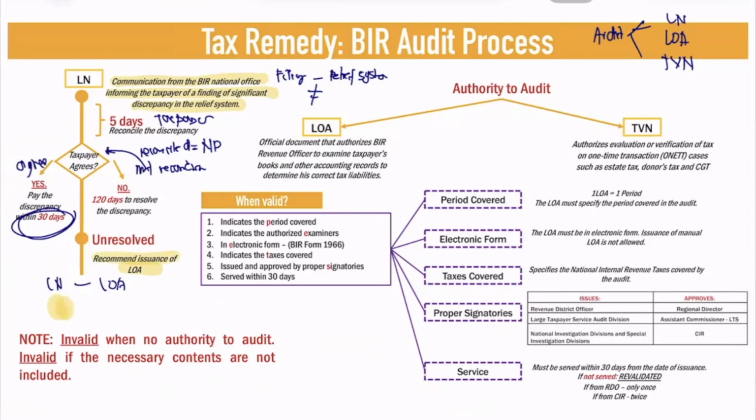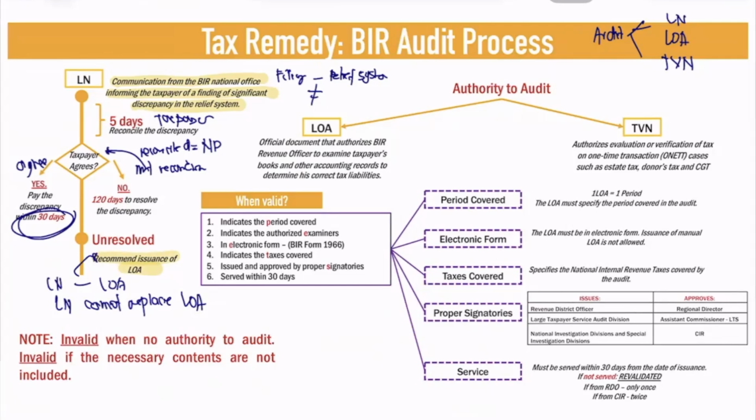Furthermore, LN cannot replace LOA. Therefore, what needs to be done here is that the LN must be issued, or there must be an LOA for that LN. If no LOA for that LN, invalid assessment. So take note, LN cannot be automatically converted to LOA. There must be a recommendation for the issuance of LOA. If there's no LOA, invalid. Furthermore, LN cannot replace the LOA. So if no LOA, again, invalid.